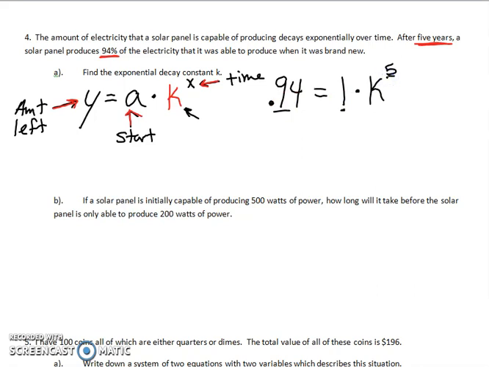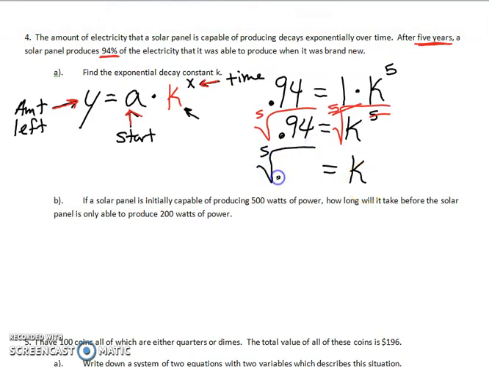So I need to solve this equation now. My goal now is to solve this equation for k. Well, I've got 1 times k to the 5th. Is that 1 going to do anything? No. I've really got 0.94 equals k to the 5th power. How am I going to get rid of that 5th power? Well, I have to do the opposite. And the opposite of k to the 5th power is the 5th root. So those would cancel. That means I have to do the 5th root here. So that tells me then that k equals the 5th root of 0.94.